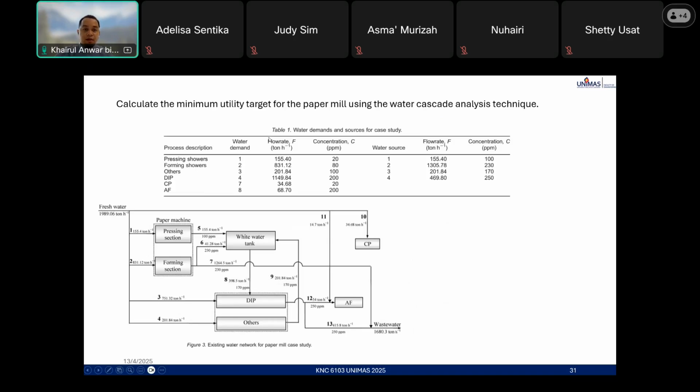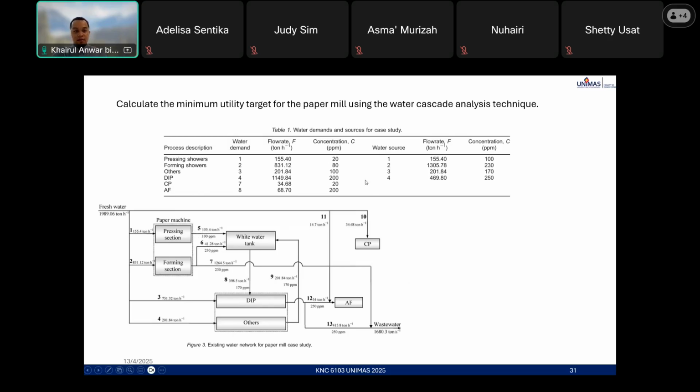So table 1 is... So we have how many water in one? Six water in one: pressing shower, forming, others, DIP, CP, and AF. So each has varying concentration. So what the source is from pressing shower here, and the 5500 ppm. From number 2 is pressing shower. So both is 230, we total up to 305.